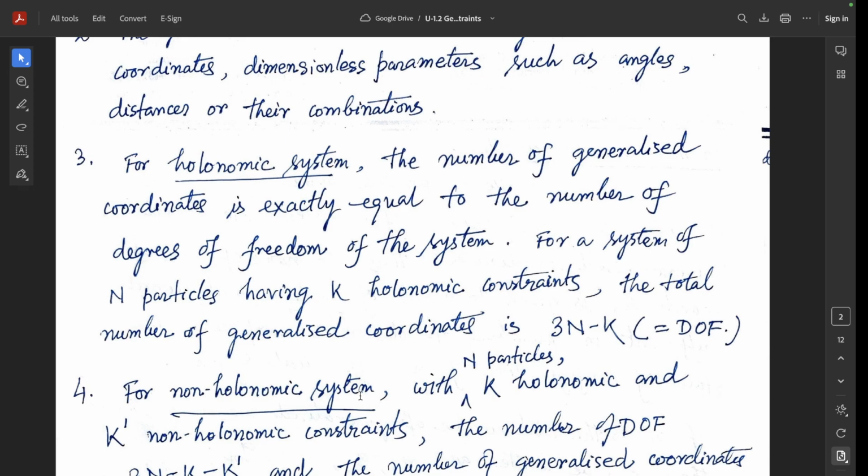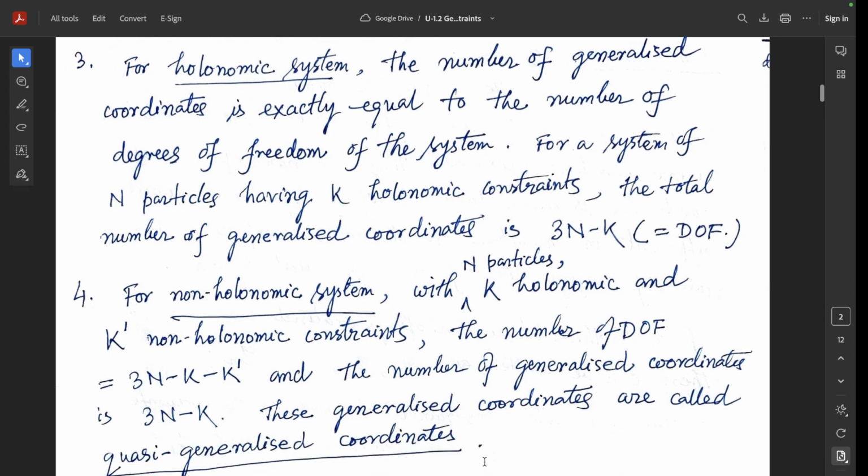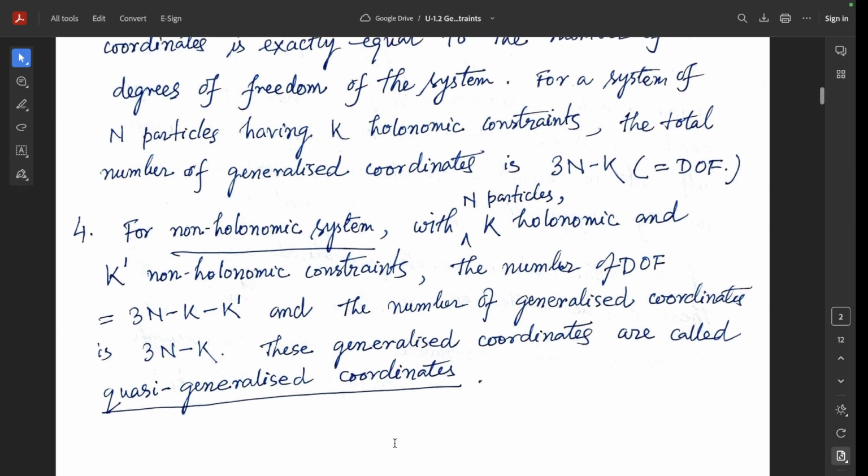But for non-holonomic system with capital N particles, k holonomic and k dash non-holonomic constraints, the number of degrees of freedom is equal to 3N minus k dash. And the number of generalized coordinates is 3N minus k. Obviously, for non-holonomic system, the degrees of freedom is always less than the number of generalized coordinates. And these generalized coordinates for this non-holonomic system are called quasi-generalized coordinates.